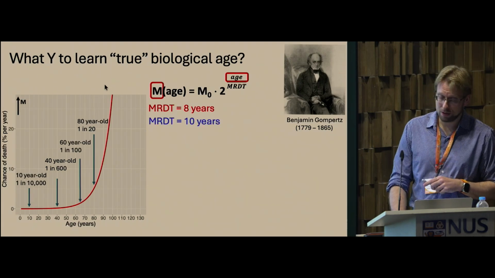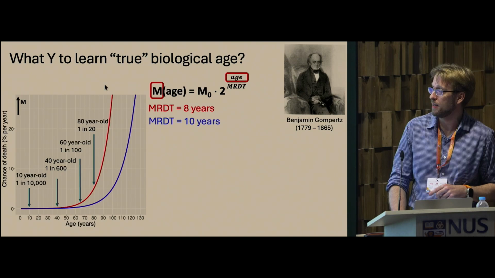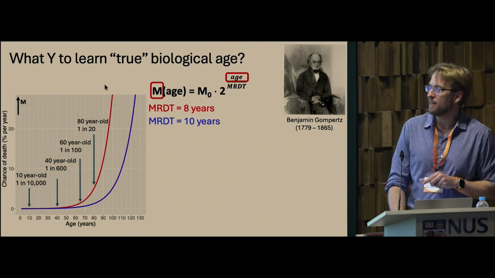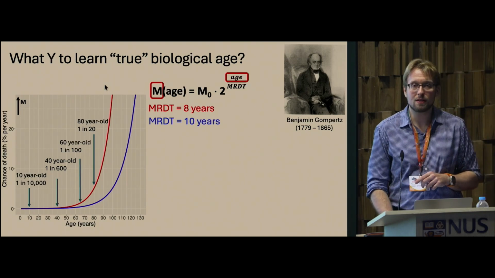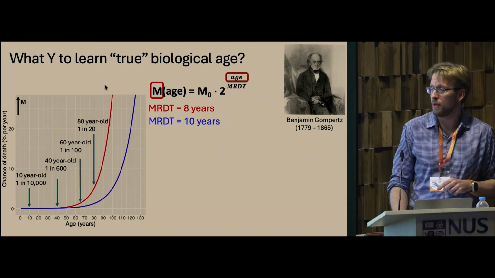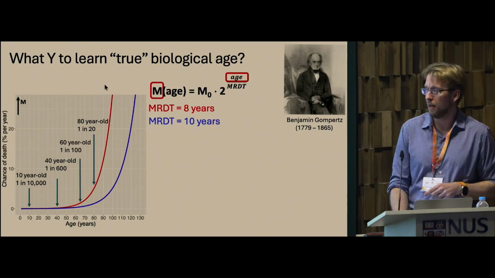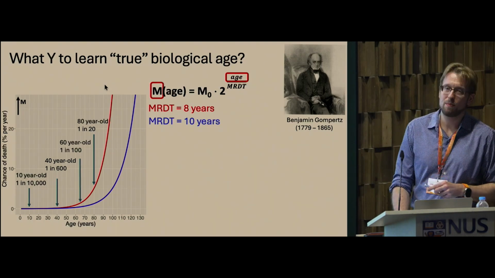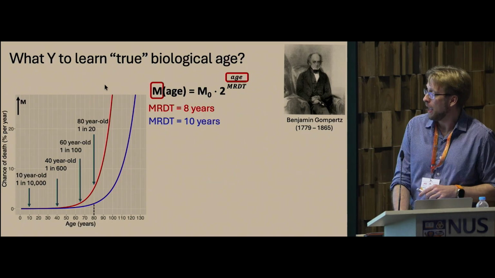And if I made the mortality rate doubling time 10 years instead of 8 years, it would make quite a lot of difference to the risk of dying. And so this would be a dramatic impact, for instance, on population aging, by only having a 20% difference in aging rate. Right?